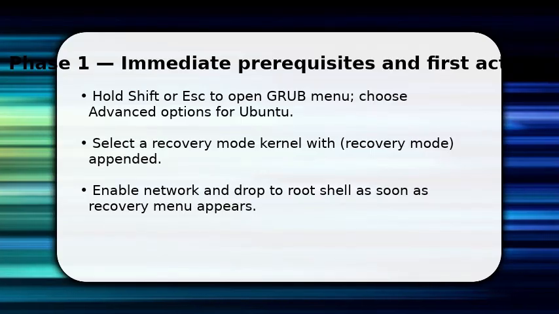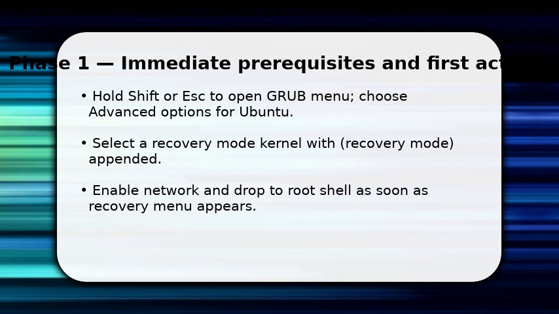You boot to the GRUB menu and choose Advanced Options now. Select the kernel with Recovery Mode. Once the Recovery menu loads, enable networking. This lets you install packages if needed. Then drop to the root shell.